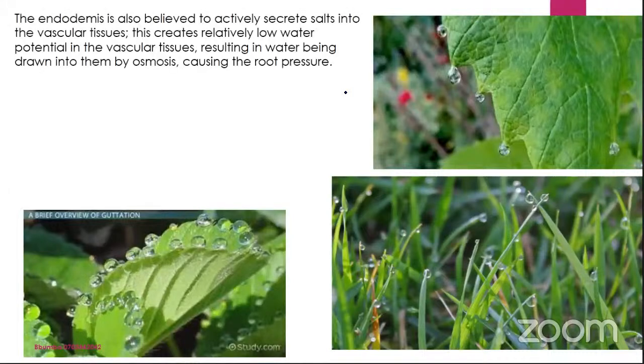Now the endodermis is believed to secrete salts into the vascular tissue. Now this creates relatively low water potential in the vascular tissue, resulting in water being drawn in by osmosis, causing the root pressure. Now, is there any one of you who does not remember the structure of the transverse section of the root?